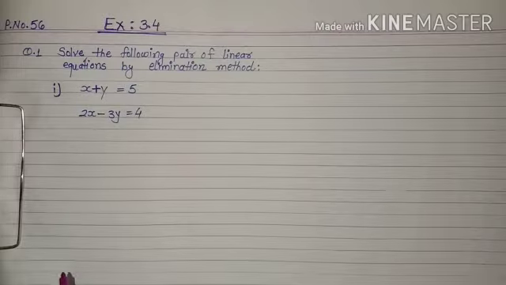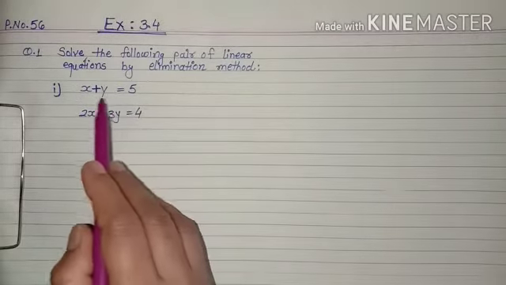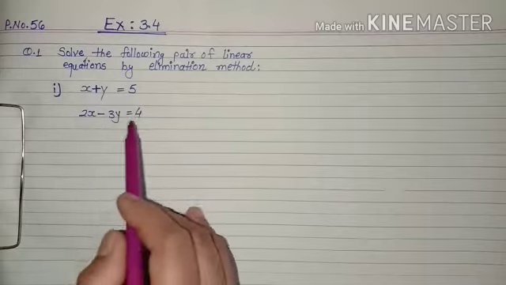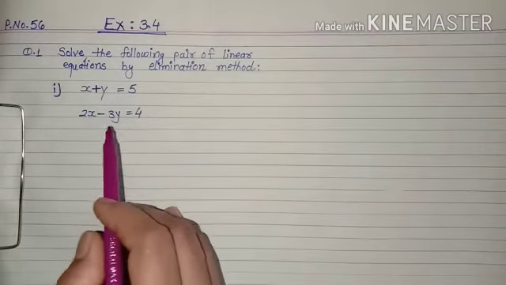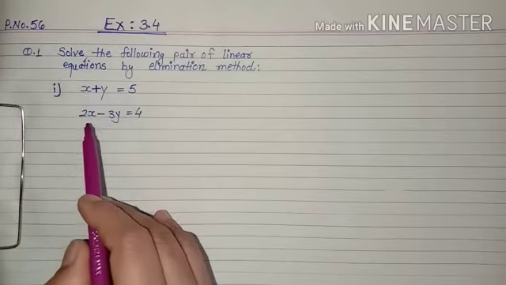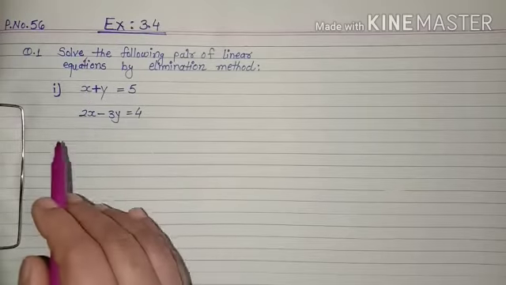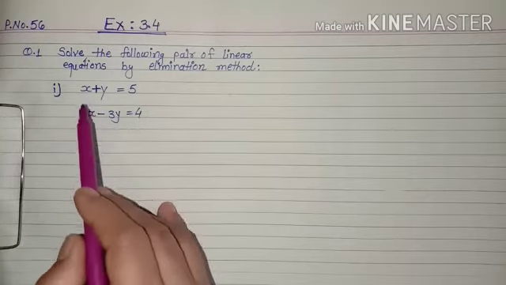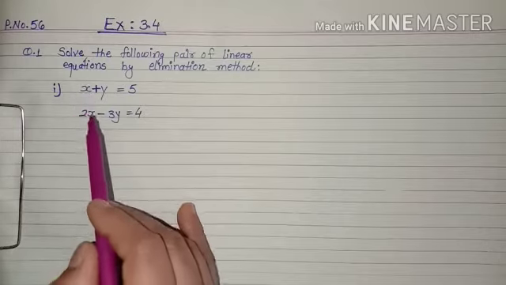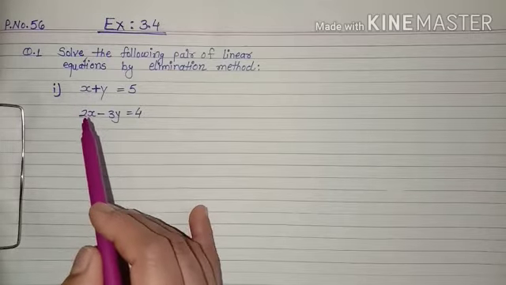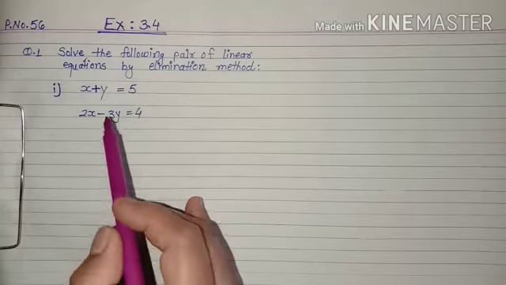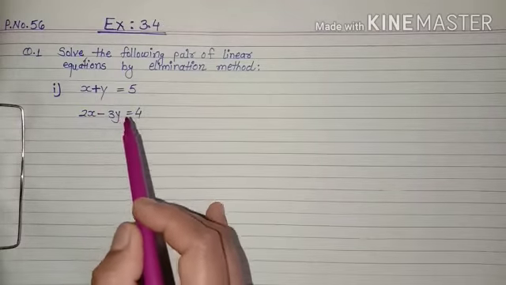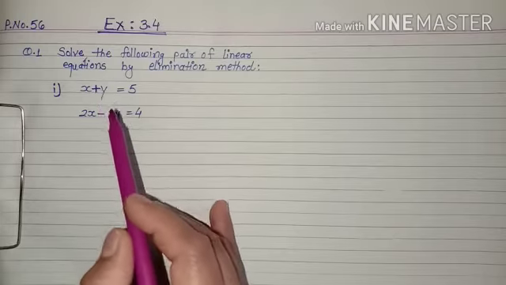First you have to recall what the elimination method is. Elimination means to eliminate. As you can see, in both equations there are two variables, x and y. From these equations, you have to eliminate x or y. For that, first we will equalize the coefficient of x if you want to eliminate x, and if you want to eliminate y, we will equalize the coefficient of y.